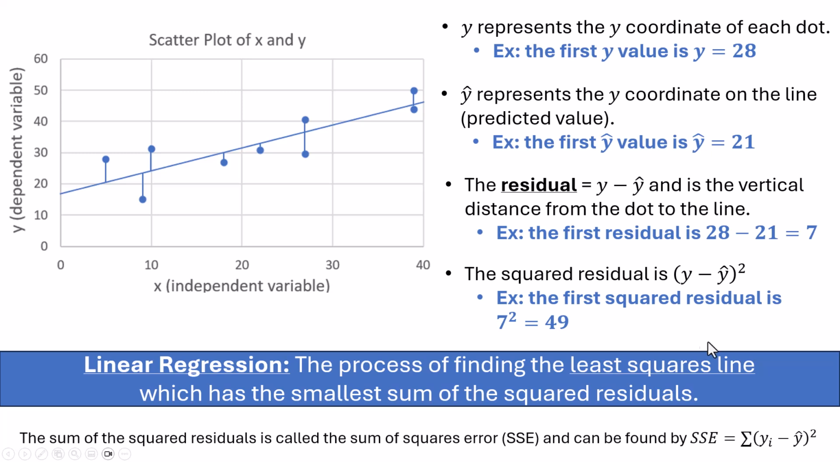Now, I should also mention that the sum of the squares of the residuals actually has a name. We call that the sum of squares error, sometimes abbreviated as SSE. And the formula for that would be the sum of each y value, y sub i minus y hat, squared. Basically, find each residual, square them, and then add them all together.